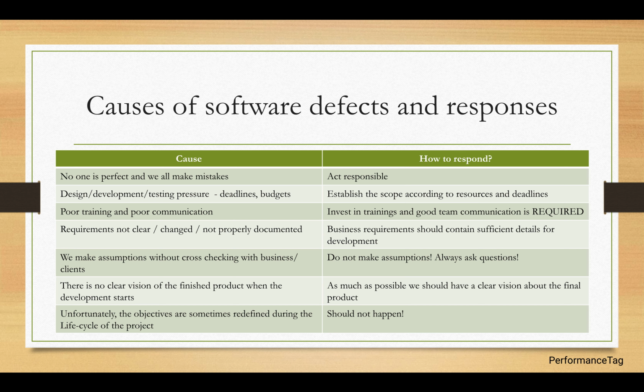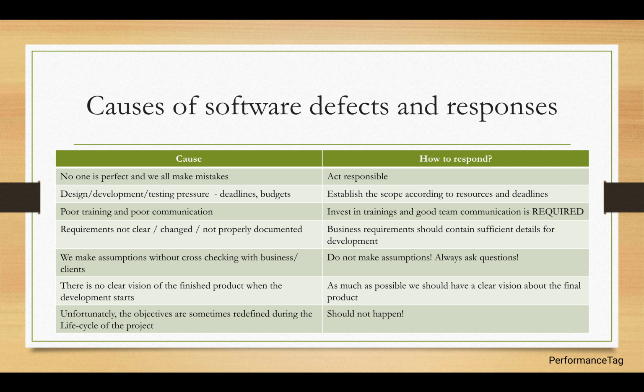Causes of software defects and responses. No one is perfect, and we all make mistakes, but to correct it, we need to act responsible. Sometimes we have design or development or testing pressure because of deadlines or budget constraints. How to act in this situation? We need to establish the scope according to the resources available and to the deadlines.